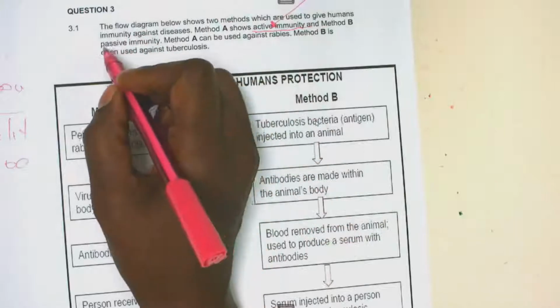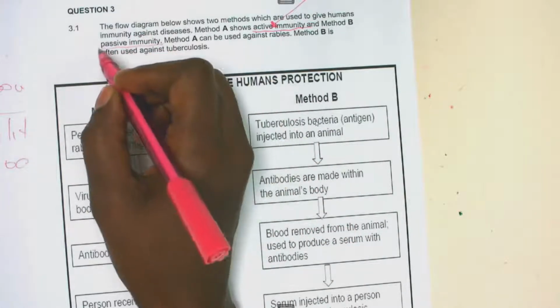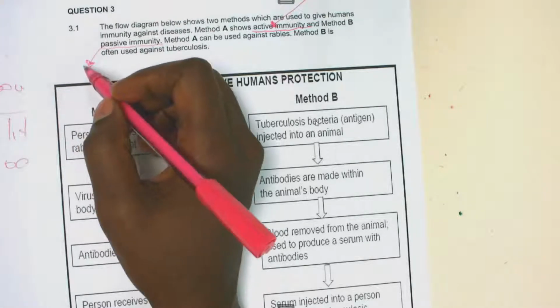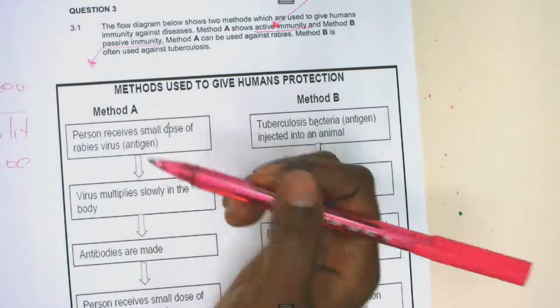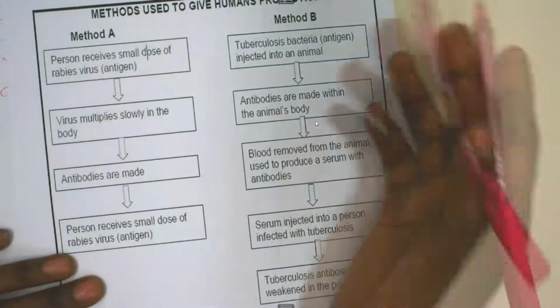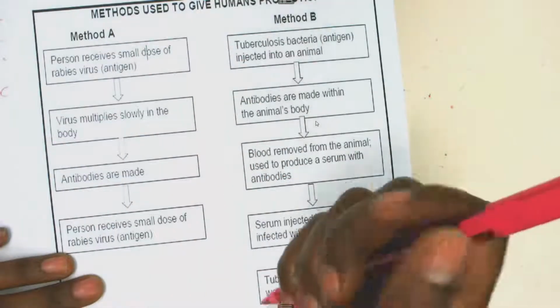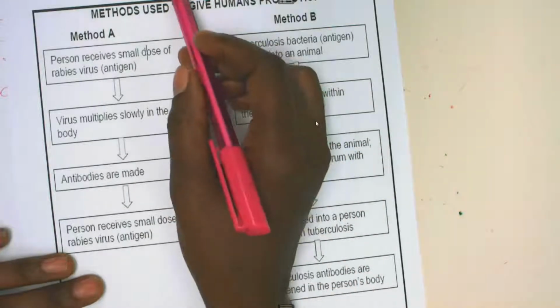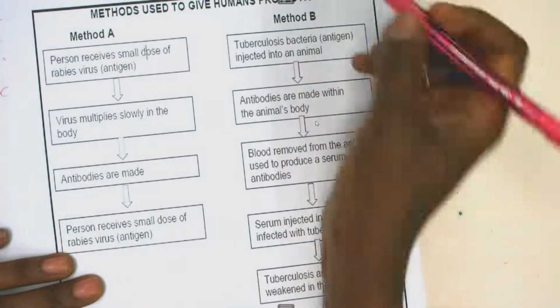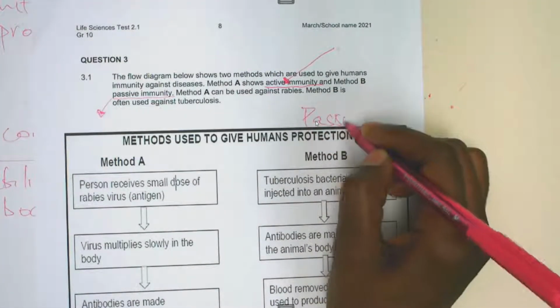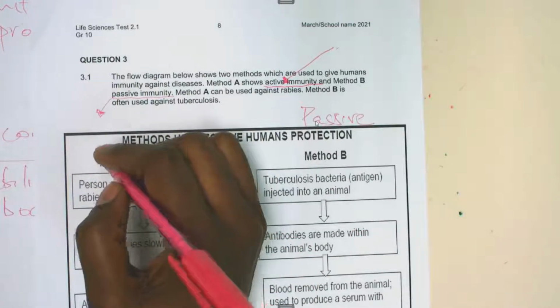And then passive immunity, this one, the microbes or microorganisms have already entered into the body. So that is the immune response mechanism to fight off the infection. So it is after the pathogens have entered. So now we will have that immune response mechanism. So that is method B. Method B, I will just write here, it is passive. And method A, they have said that it is active.